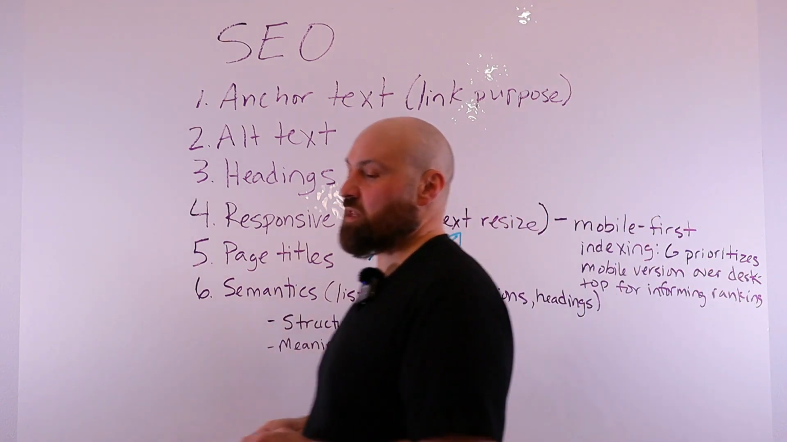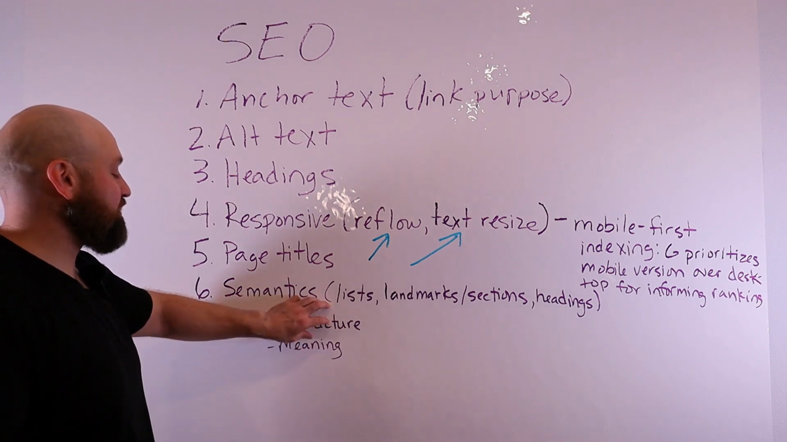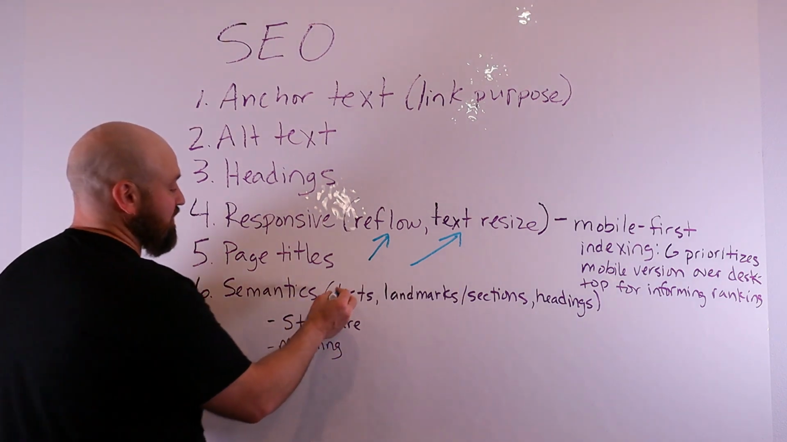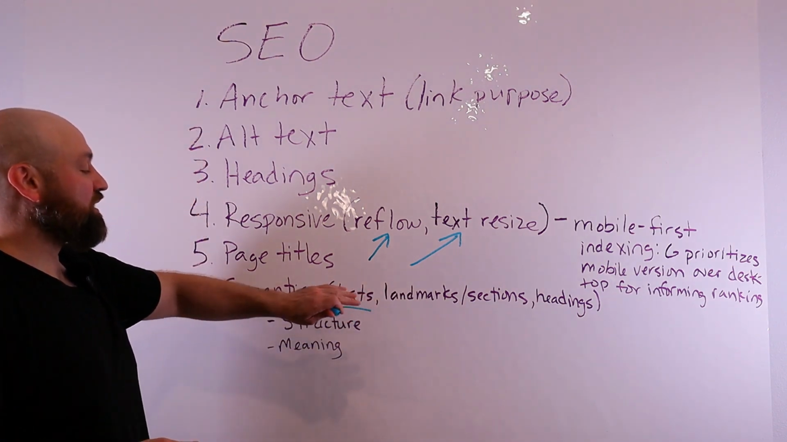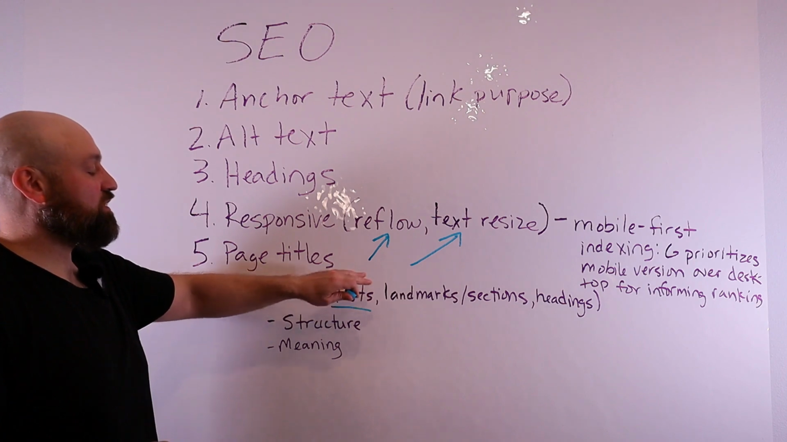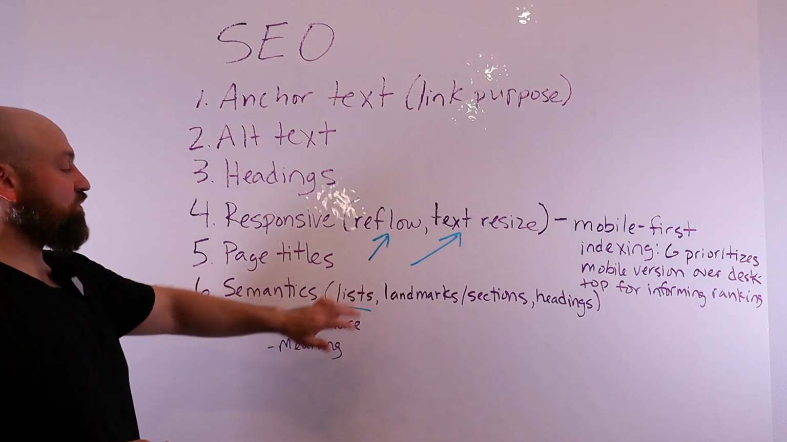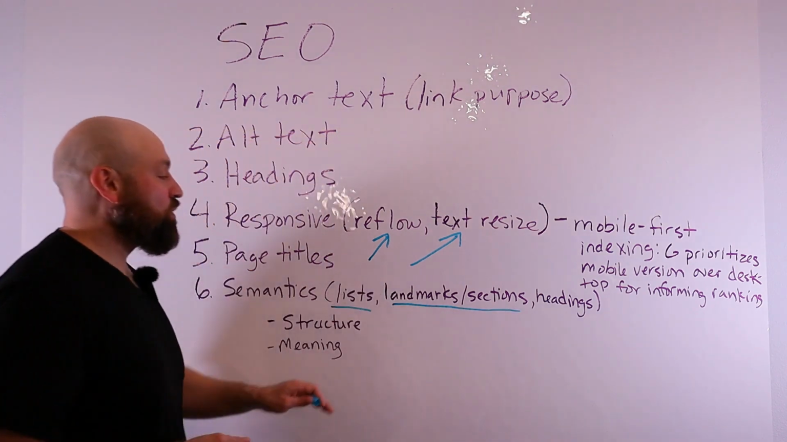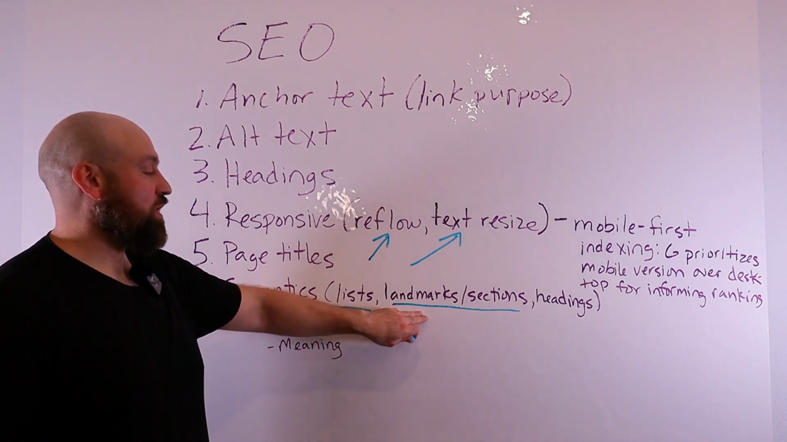And then the same thing applies to number 6, which I have is semantics. With semantics, really what you're doing is you're structuring your content and you're adding meaning to your content. So let's take the example of lists. We have ordered lists and we have numbered lists. We want to make sure that we don't just have the numbers, we don't just have bullet points, but we're actually using HTML markup for these lists. Similarly with landmarks, I have sections, we can identify the different sections of our website using markup.